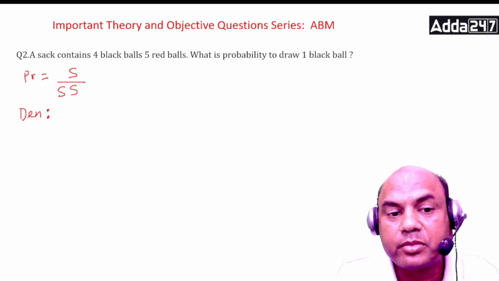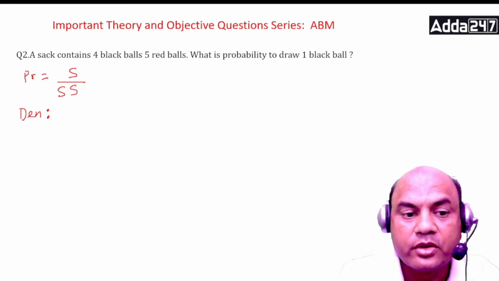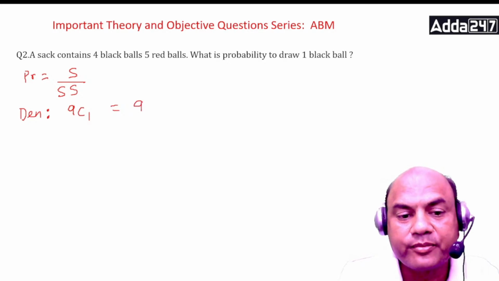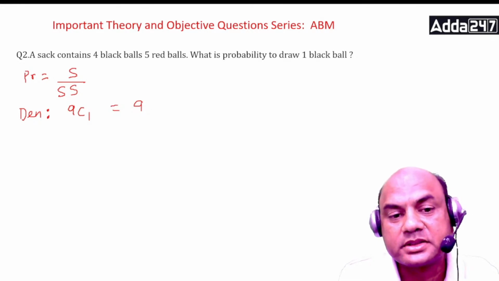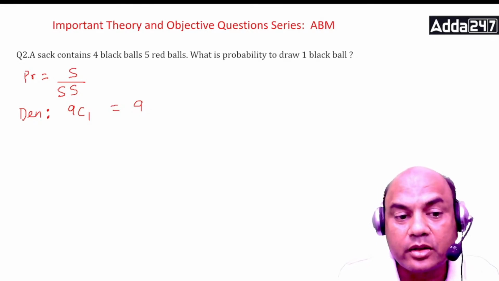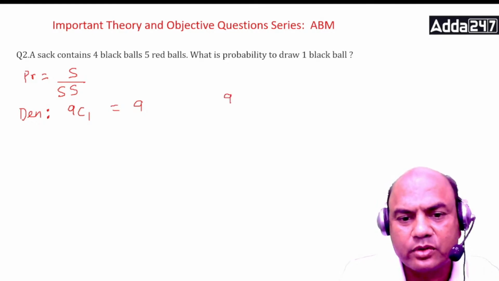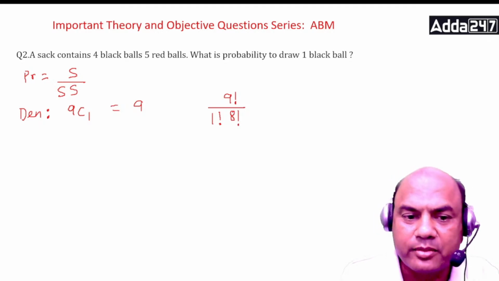So totally how many balls are there? 4 black and 5 red. So total I am having 9 balls. So denominator is 9C1. Okay, so 9C1 means it's 9 only, because nC1 is always n. Kindly remember this. Okay, now that is my denominator. Even you can solve this and try this. 9 factorial upon 1 factorial into 9 minus 1, 8 factorial. So that will get cancelled, isn't it? 9 into 8 factorial. So 9 will remain.